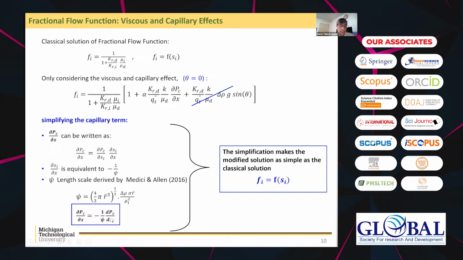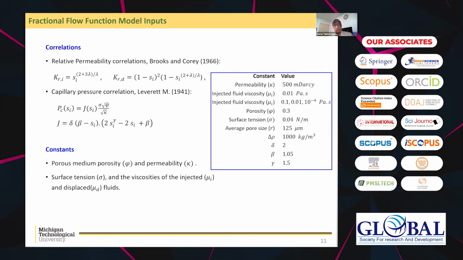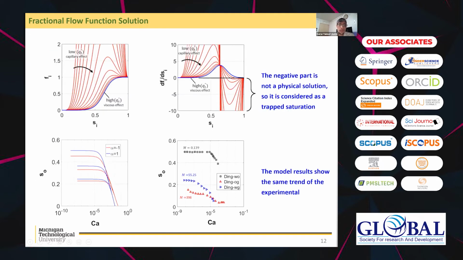With that, the fractional flow function finally becomes a function of saturation, because the relative permeability is a function of saturation, as well as the capillary pressure, and the remaining terms are property constants. In order to apply this equation, the correlations of Brooks and Corey, as well as the Leverett function, are applied, along with some properties related to the porous media and the two immiscible fluids. When we solve the equations, we can see here the blue is the classical solution, or the one which only includes the viscous term.